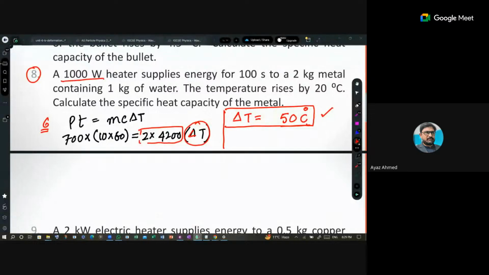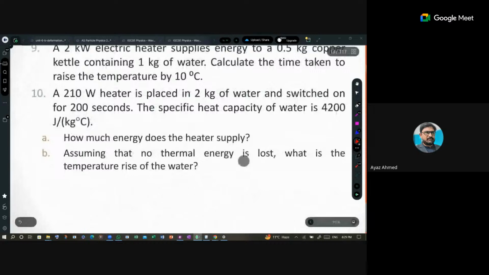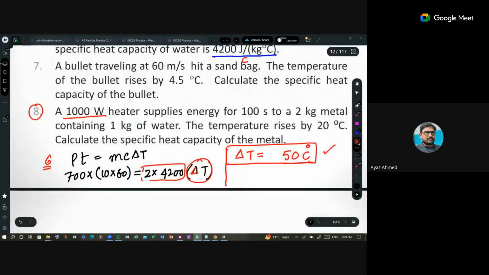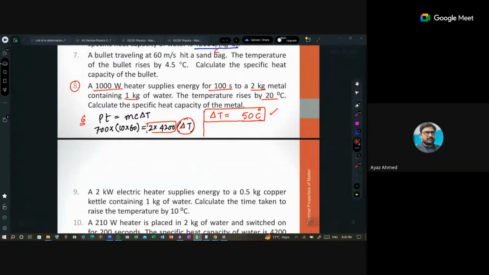A 1000 watt heater is supplying an energy. Let me check whether I have a voltage question or not. No. Okay. A 1000 watt energy is supplied for 100 seconds. A 2 kg metal containing 1 kg of water and temperature rise by 20 degrees centigrade. Calculate the specific heat capacity of the metal. This question is linked with the previous one, question number 6. What is this heater doing actually?